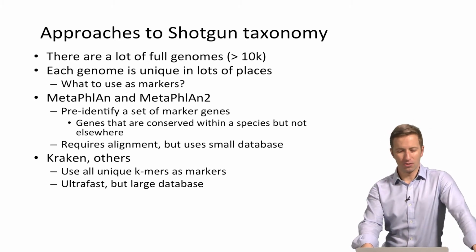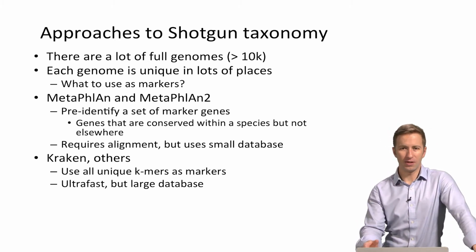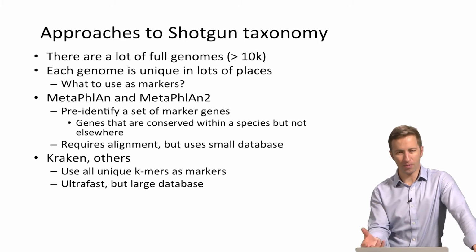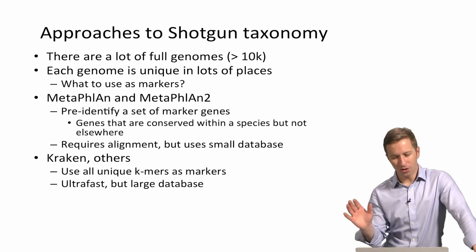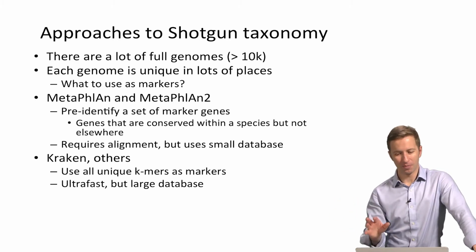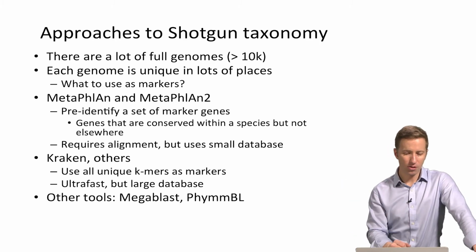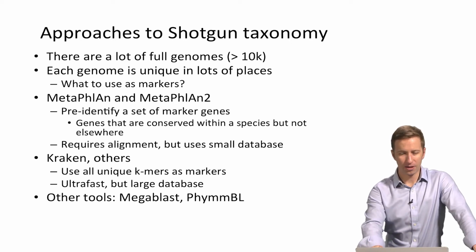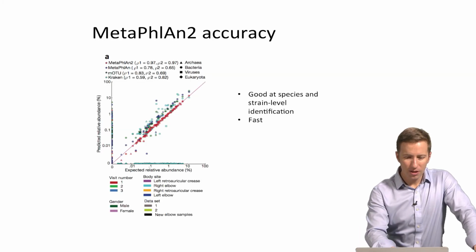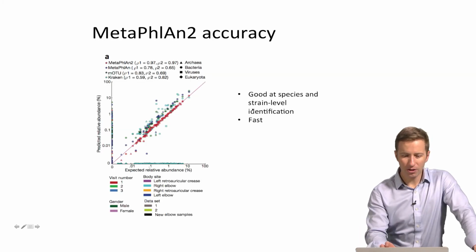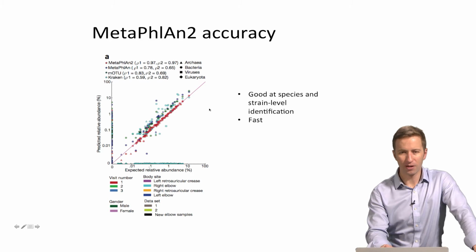But then you're losing some of the sensitivity, so you're not able to use every possible k-mer as a marker. And they show in their paper that that's not a huge impact on accuracy, but we'll talk about that a little bit more later. And there are some other tools, so you can use MegaBLAST to do this search. Fimble is another one that I'm not going to talk about today. So I'm just briefly going to show a couple of results from MetaPhlAn and Kraken.